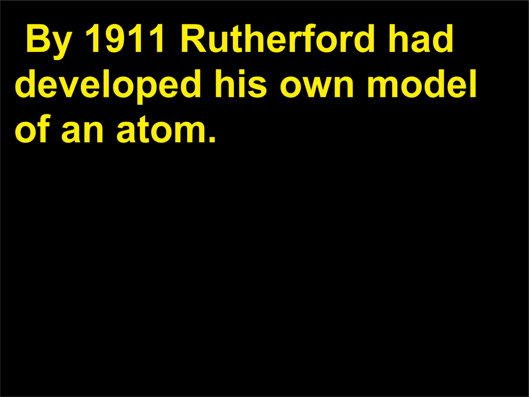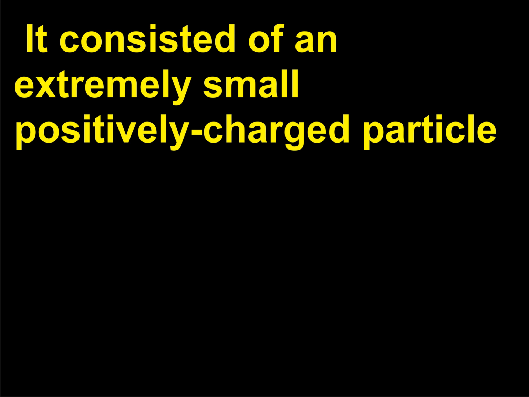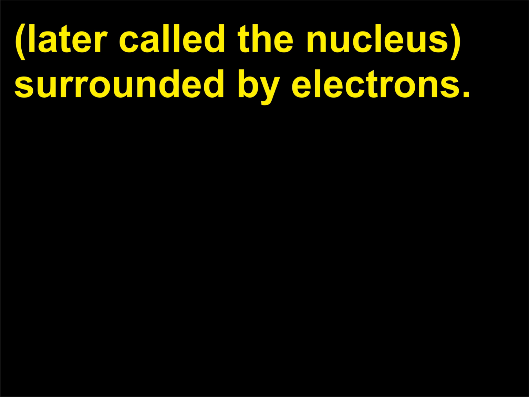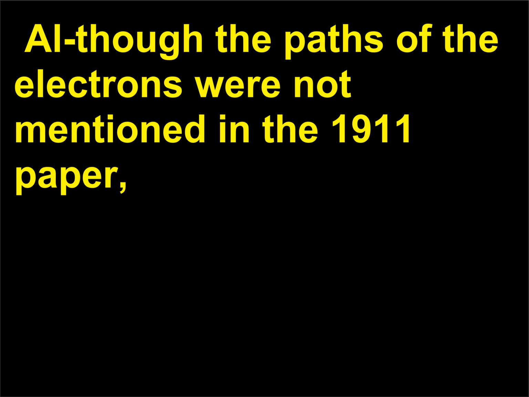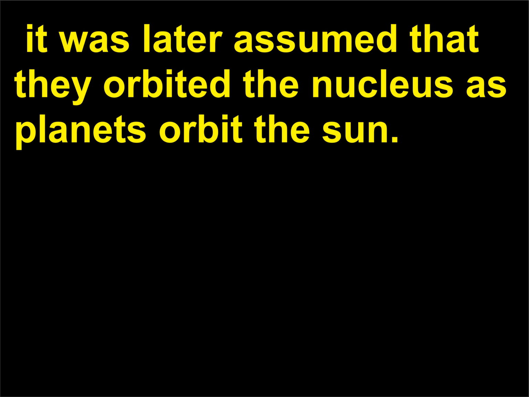By 1911, Rutherford had developed his own model of an atom. It consisted of an extremely small positively charged particle, later called the nucleus, surrounded by electrons. Although the paths of the electrons were not mentioned in the 1911 paper, it was later assumed that they orbited the nucleus as planets orbit the Sun.